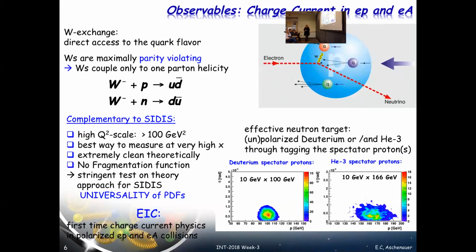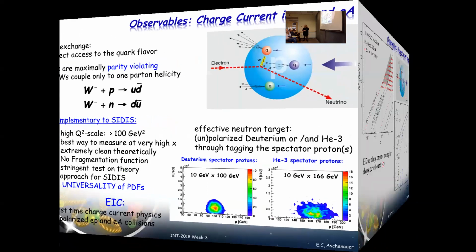If you want to have a neutron target, you need either unpolarized or polarized deuterium and or helium-3. And you can do spectator tagging. That is just to give people an idea of how the momenta and the angle of the spectator protons look. They have roughly the beam energy, a little bit smeared because of the binding energies which you boost. And you have to have instrumentation which goes below 2 milliradian. And for the helium-3, exactly the same thing. So that is something you have to include in your detector design if you want to do this.